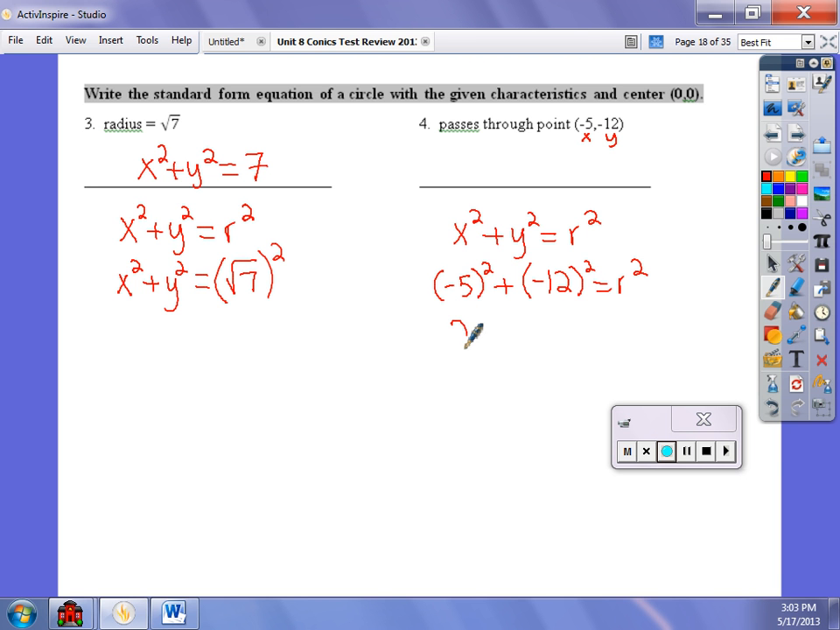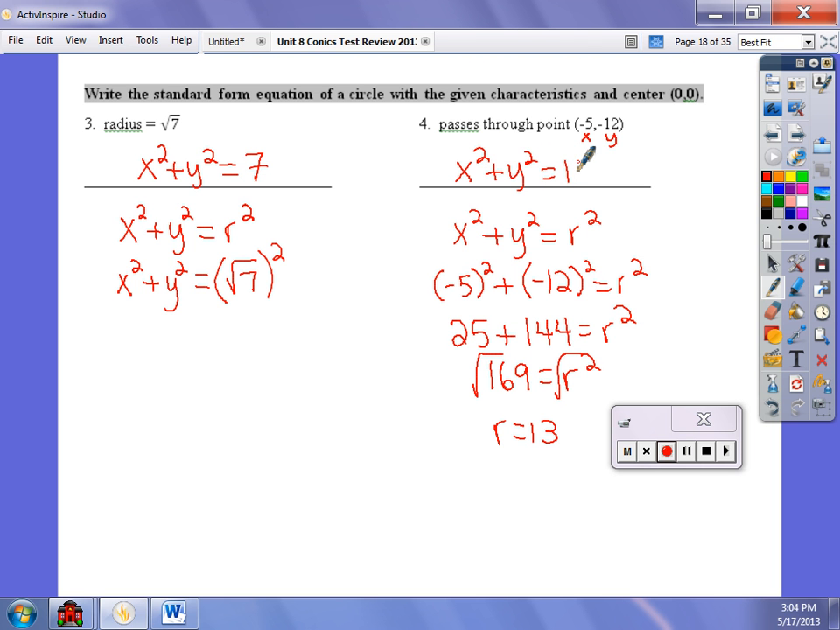So -5 squared is 25. -12 squared is 144. Add these two together, you get 169. 169 is r squared. If you take the square root, r is 13. But we don't want 13. We want 169, because remember, we're looking for r squared. So your answer would be x squared plus y squared equals 169, not 13. Remember that 13 is solely there for your radius, but the equation needs radius squared.